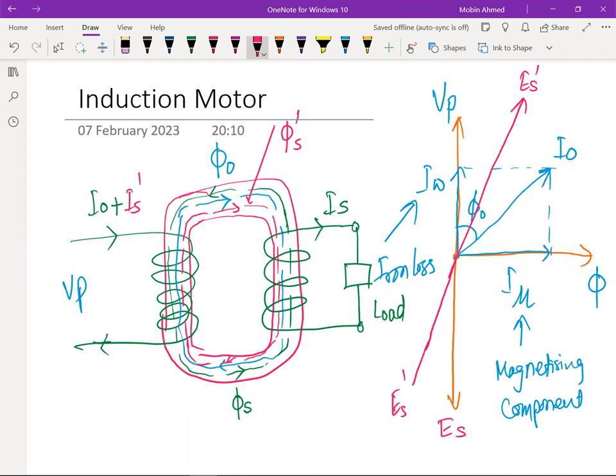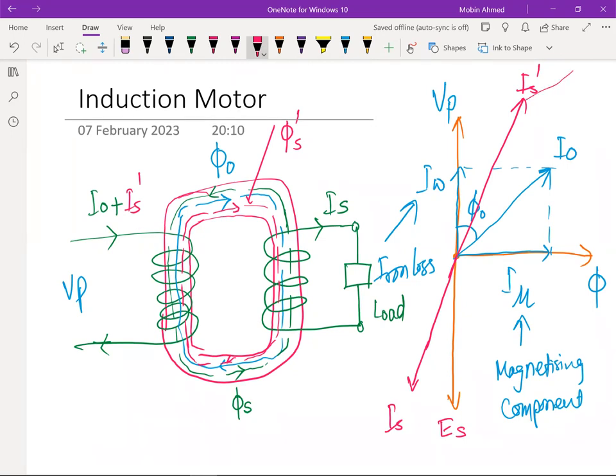I will come to the phasor diagram again. Sorry, not ES prime, the current which is going to flow, IS, this one, this is the IS, the current which is flowing here, and here the current is going to be the IS prime. So this IS and IS prime are equal. Now due to this, there are two currents, I naught and IS prime. So there are two currents.